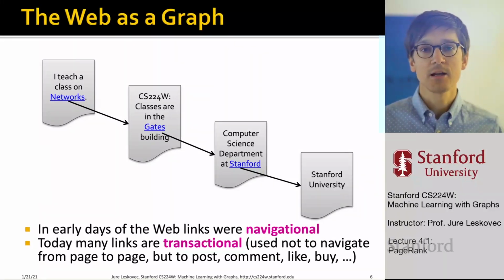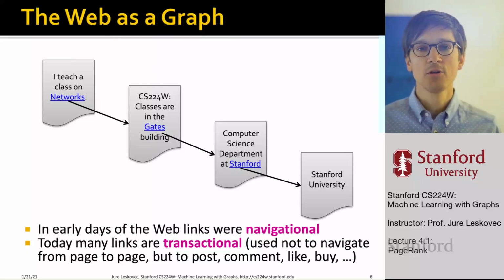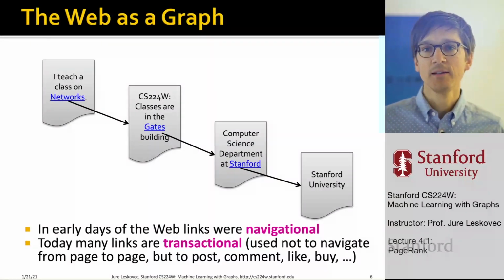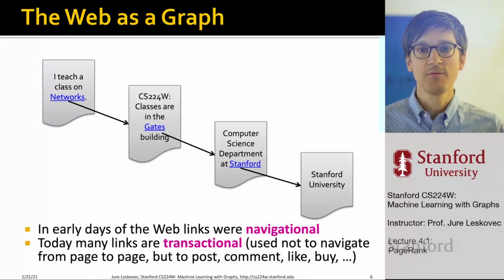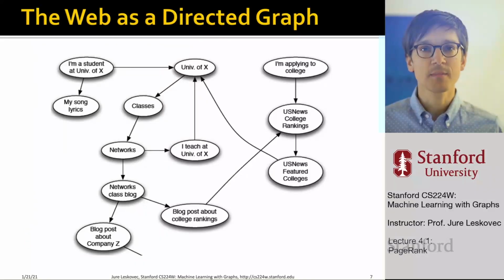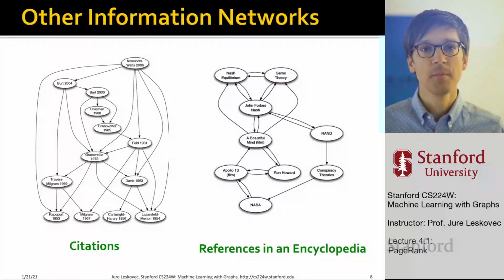Today, many links are transactional, meaning they are used not to navigate from page to page, but to make transactions like post something, comment, like something, buy something, and then you get moved to the next page. But let's today focus on this navigational set of links. This means that we can now represent the web as a directed graph of web pages and hyperlinks between them.